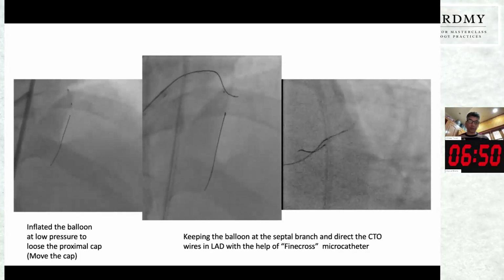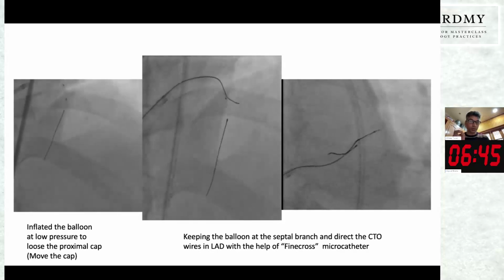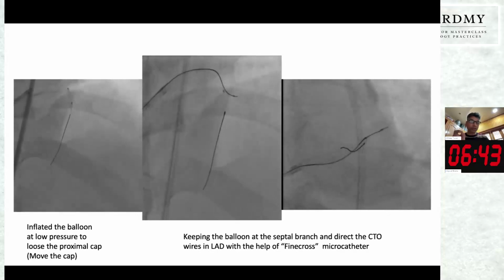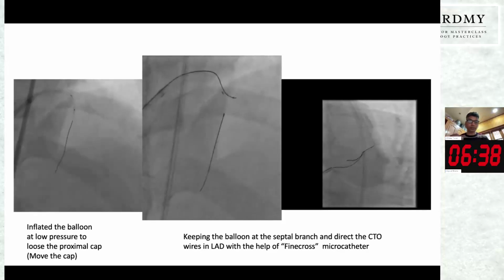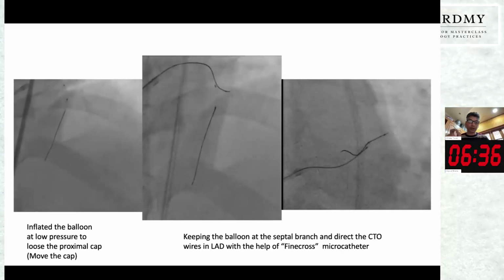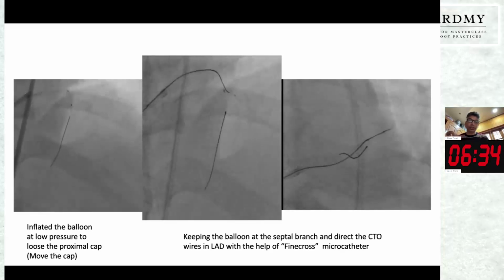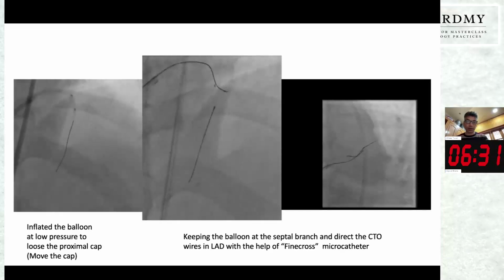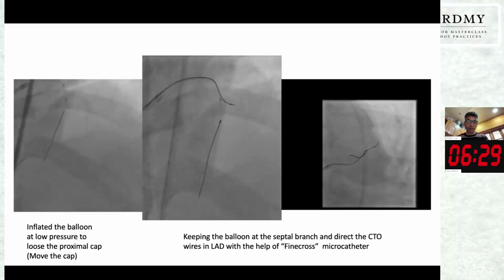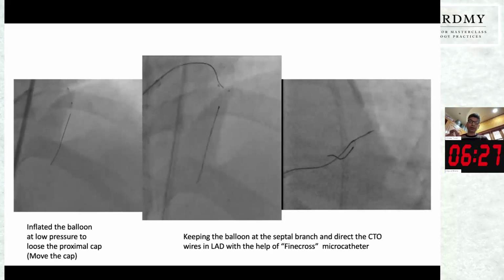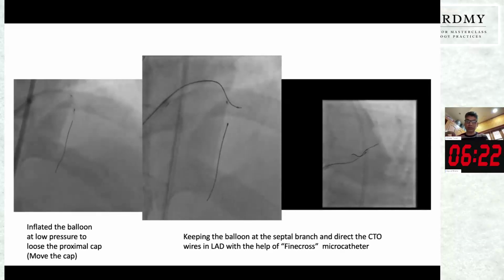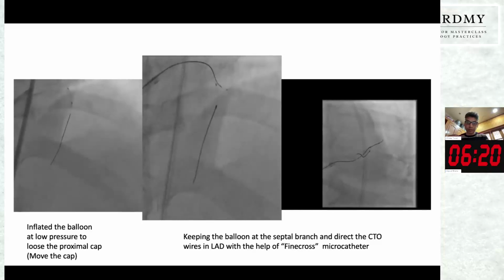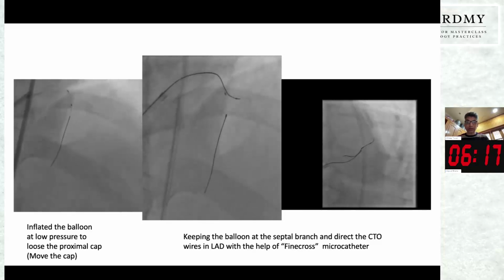So here, first I inflated that same 2 mm balloon at the proximal cap level, and this technique is called move the cap technique, just to loosen the proximal cap. After that, keeping the balloon in the same septal branch, we directed the CTO wire into the CTO segment with the help of Fine Cross catheter, and we could achieve some lead into the CTO segment.